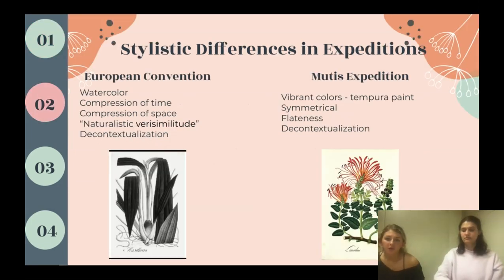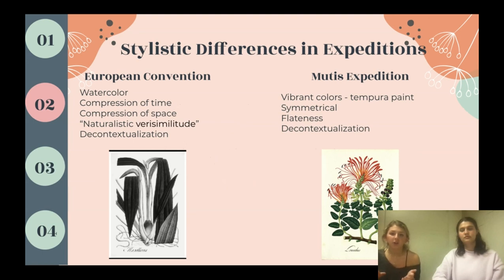Okay, so the most traditional style of these botanical prints was this European convention, and the most common paint style for this was watercolor. Oftentimes we would see a compression of time in these paintings, whether that be the inclusion of the seed, the blossom of the flower, and the flower with the stem and the leaf. It was every life cycle of the plant within a single frame.